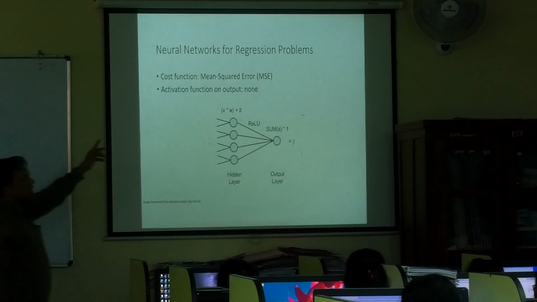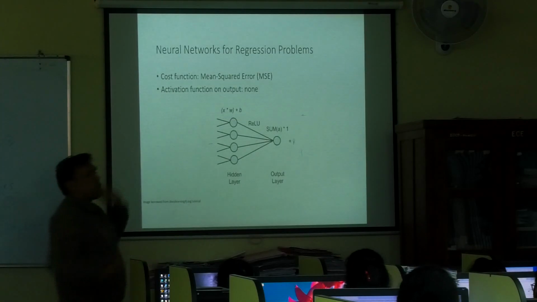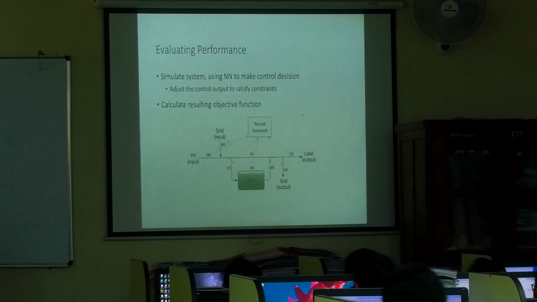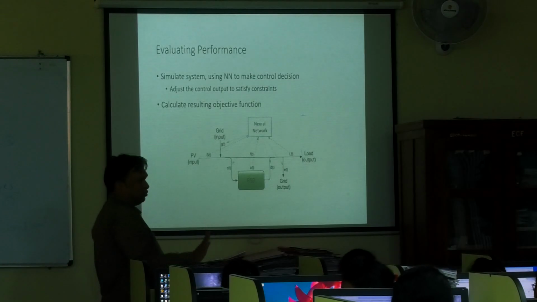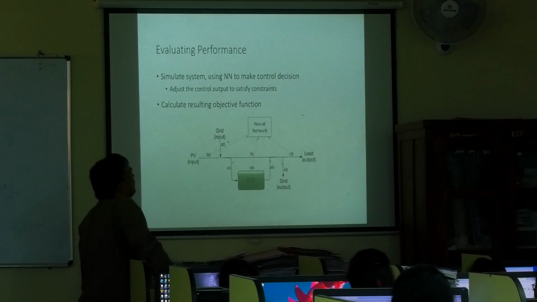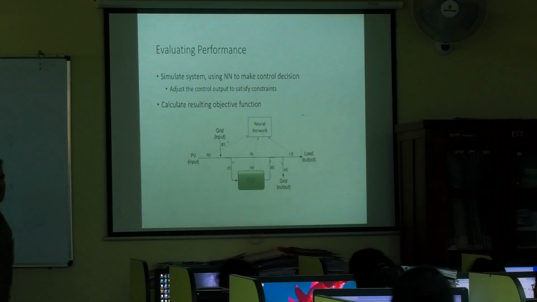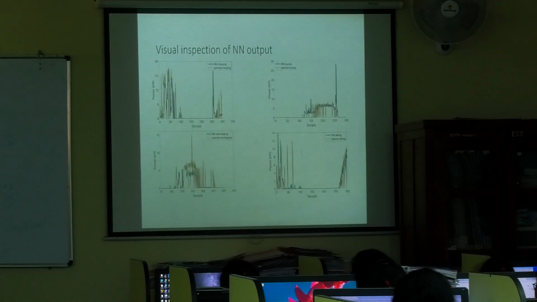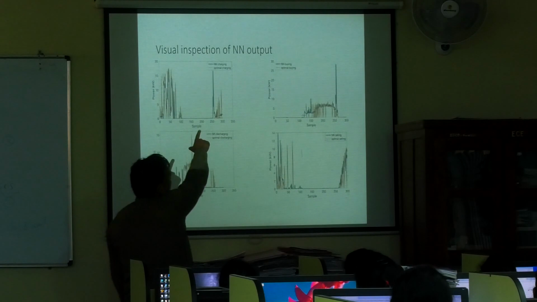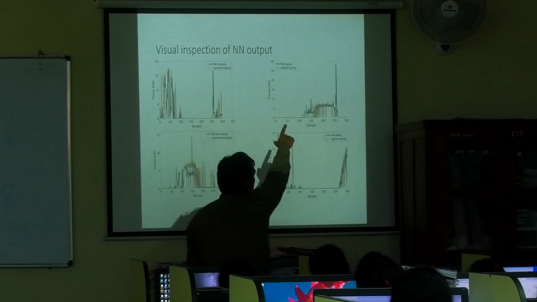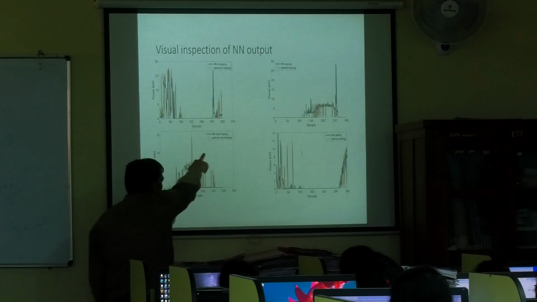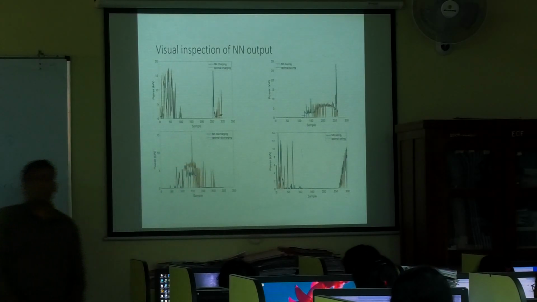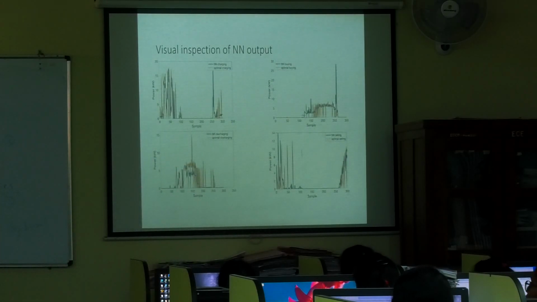Understand? The cost function will be the mean square error. Activation function on output, that is the calculation there. For evaluation performance, we are calculating the result of objective functions. That means we are simulating the system using a neural network, making our control decision, and adjusting the control output to satisfy the customer. These are the visual inspection of the neural network. Optimal charging, optimal buying. Buying is different, optimal buying is different. So optimal condition, optimal discharging, optimal setting, will be calculated by AI.